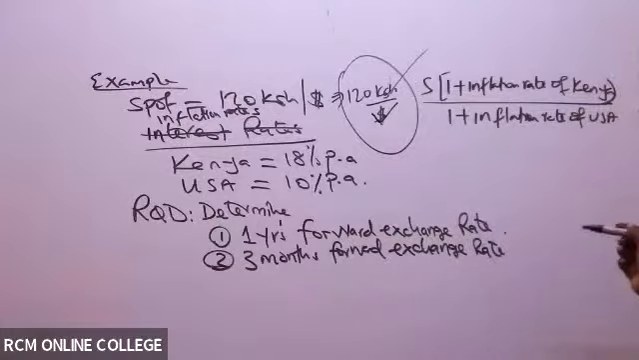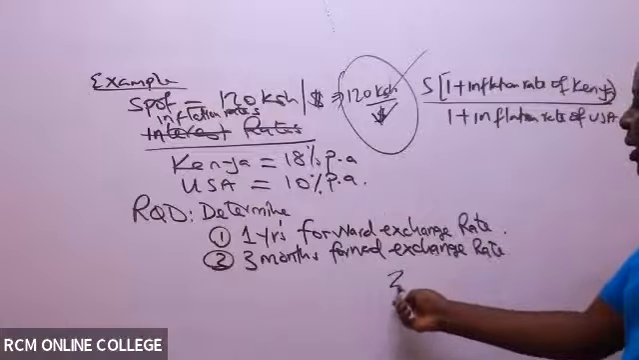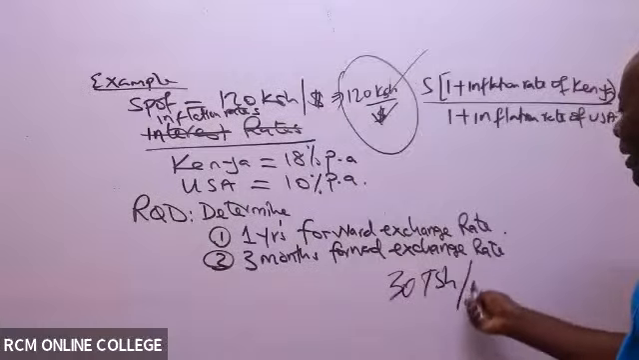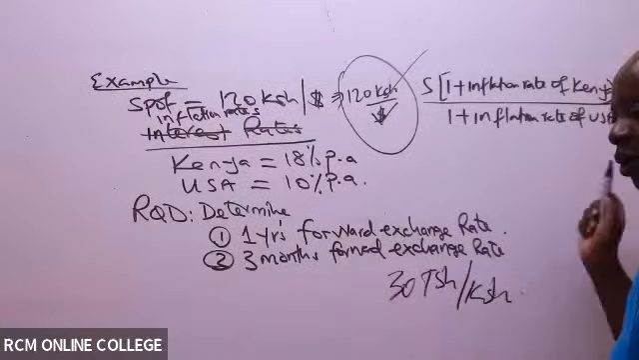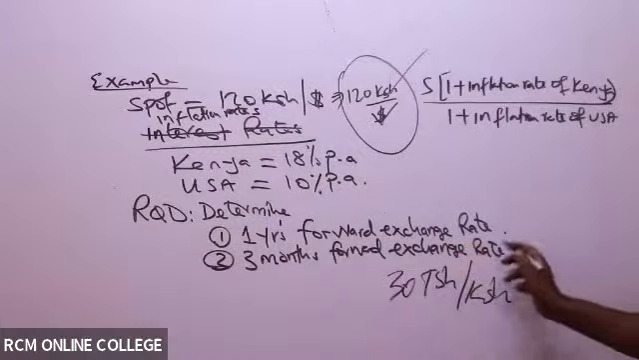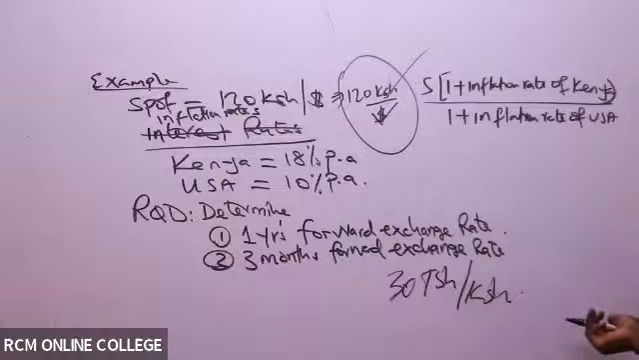If, for example, ladies and gentlemen, you are given 30 Tanzania shillings per Kenya shilling, which country will be the top country here? TZ, isn't it? Yeah, TZ. Tanzania is on top. Kenya now is below.